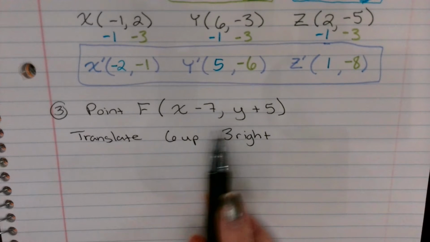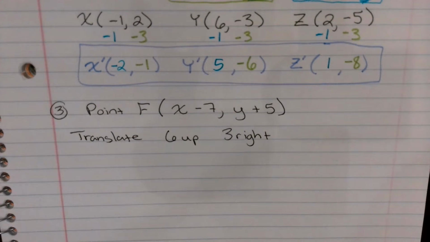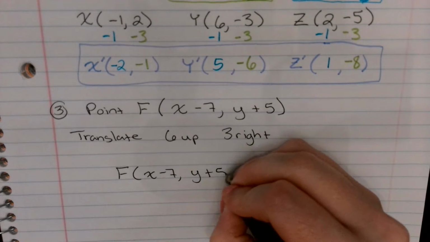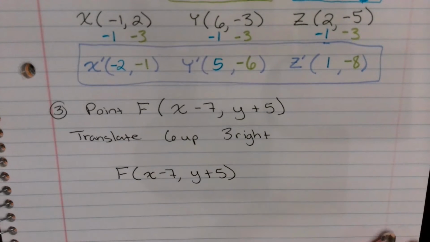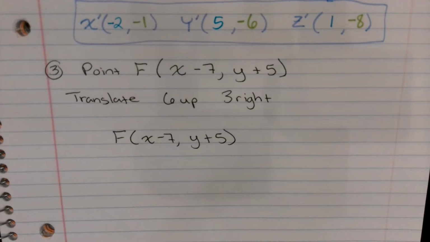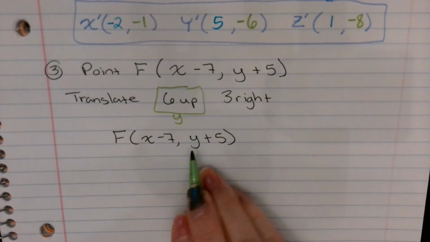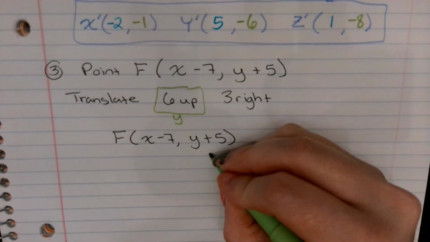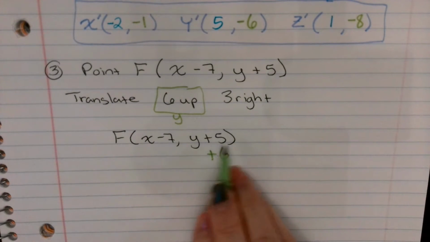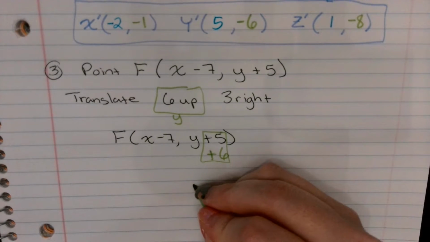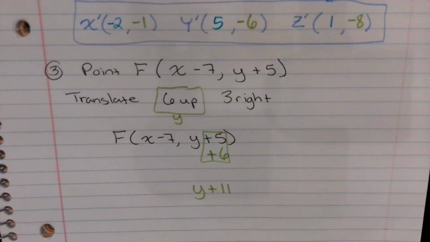Well, we don't have just numbers for our coordinate. We have a variable involved, but it's still the same process. F is x minus 7 and y plus 5, and I know I want to go 6 units up and 3 units right. Remember, up is going to affect the y. So over here where it says y plus 5, I'm now going to add 6. Well, I can't add 6 to y, but I can add 6 to that 5, and that would become y plus 11.